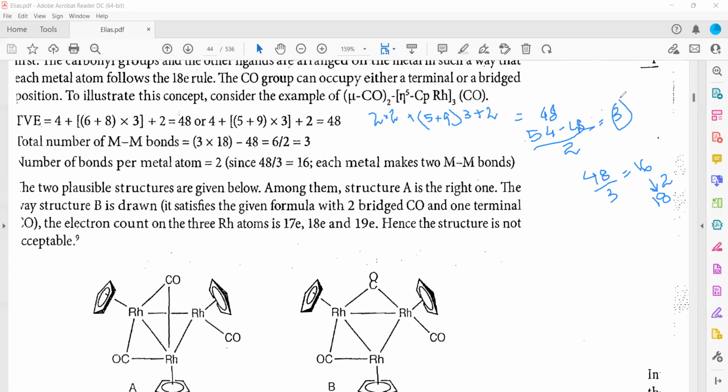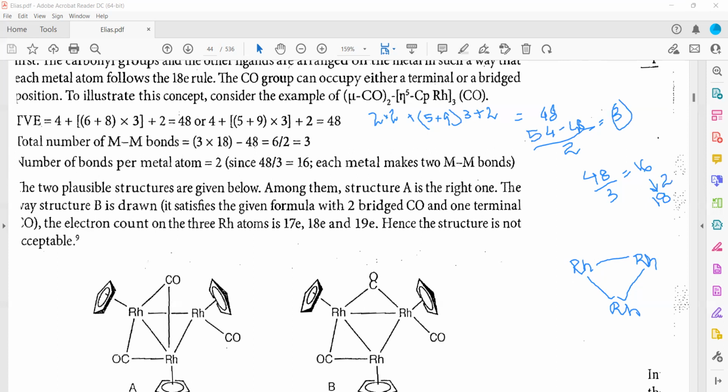So there are a total of 3 metal bonds. So draw rhodium in such a way that there have to be 3 metal bonds and 2 bonds per metal. So you draw a triangular core. Now let us put all the metals and all the ligands as well. So to start, there are 2 bridged carbonyls. Now the bridged carbonyls can be on these 2 rhodium. Both bridged carbonyls can be here, or one bridged carbonyl is here and one is here.